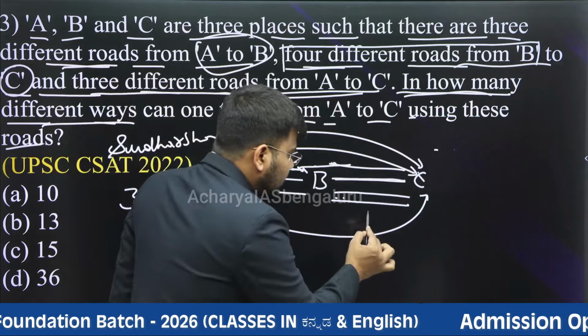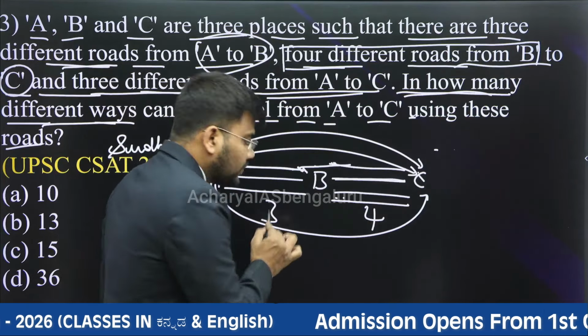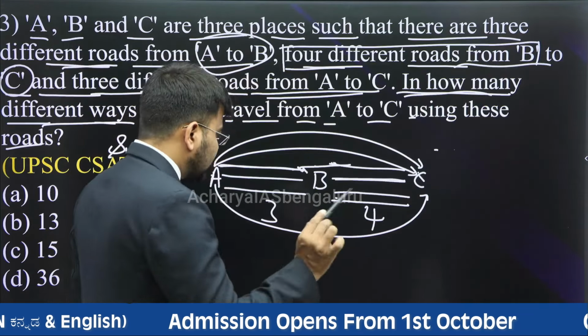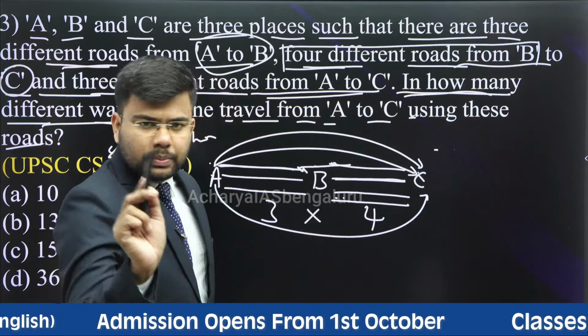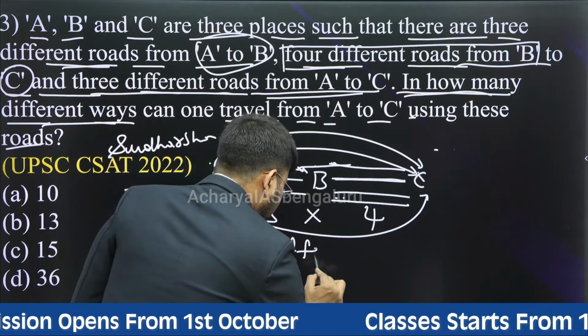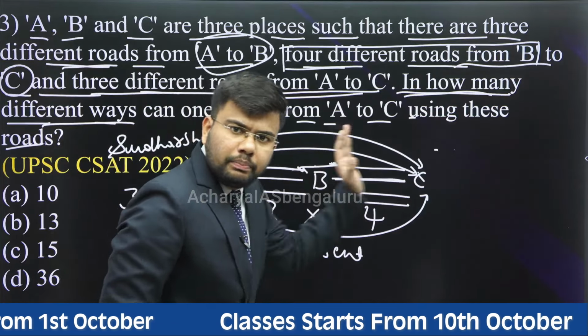So how many roads are there here? 4. How many different roads are there here? 3. So how many different ways can he travel if they ask? What would be the answer? That is 3 into 4, which is 12 different ways, by traveling from A to B, later B to C.